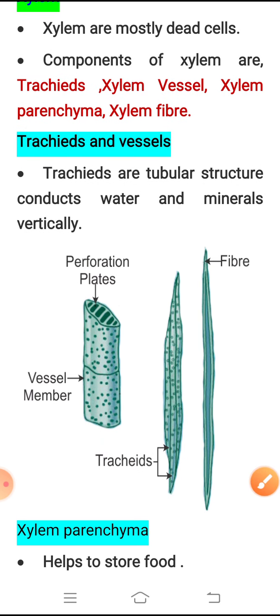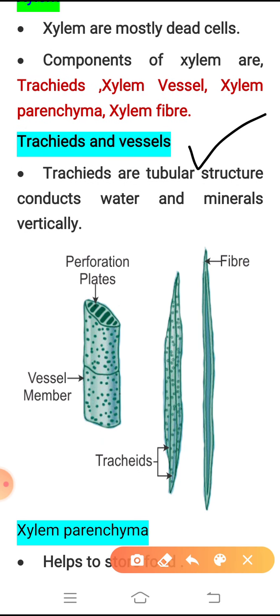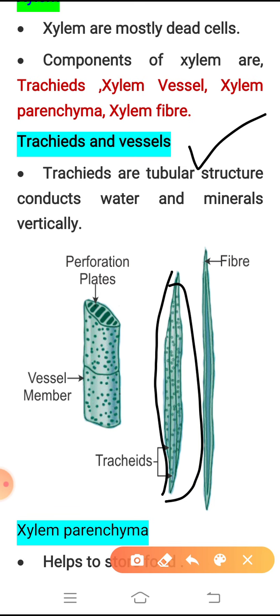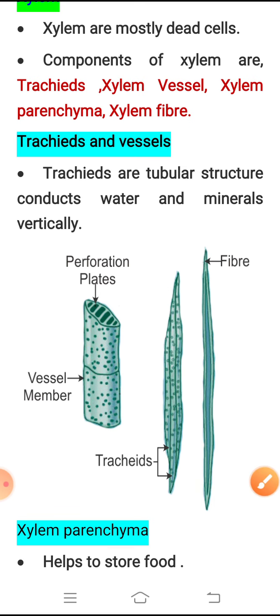Now, what do these tracheids and vessels do? They are tubular, tube-like structures which conduct water and minerals vertically. Here we can see the tracheids, which are tubular structures that have some pores on them. You can observe the pores on the tracheids.